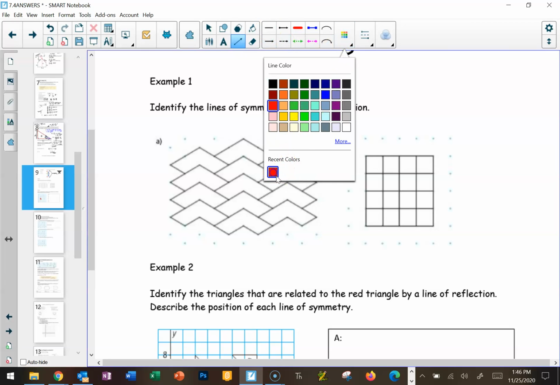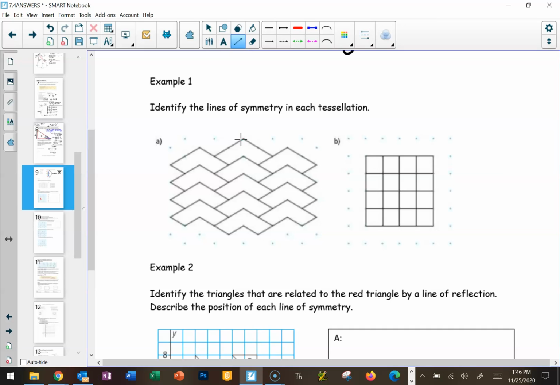So let's just get a different color here. All right, so let's look at the first object here. What happens if I draw a line that divides right down the middle?